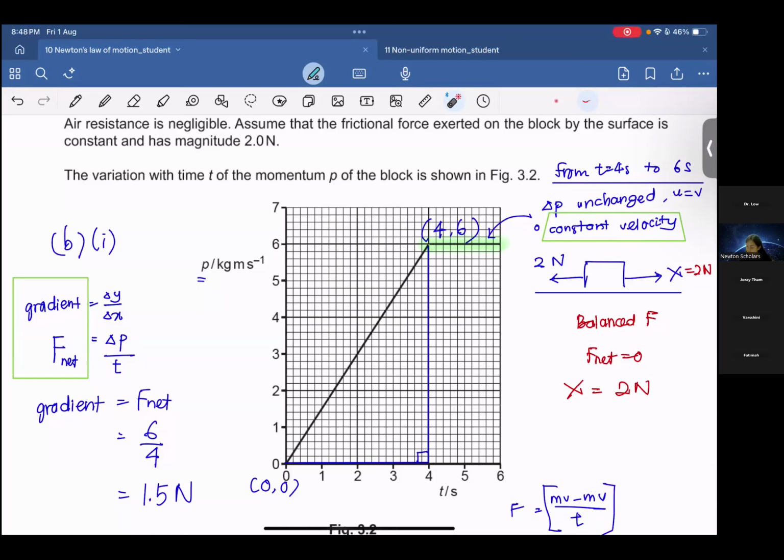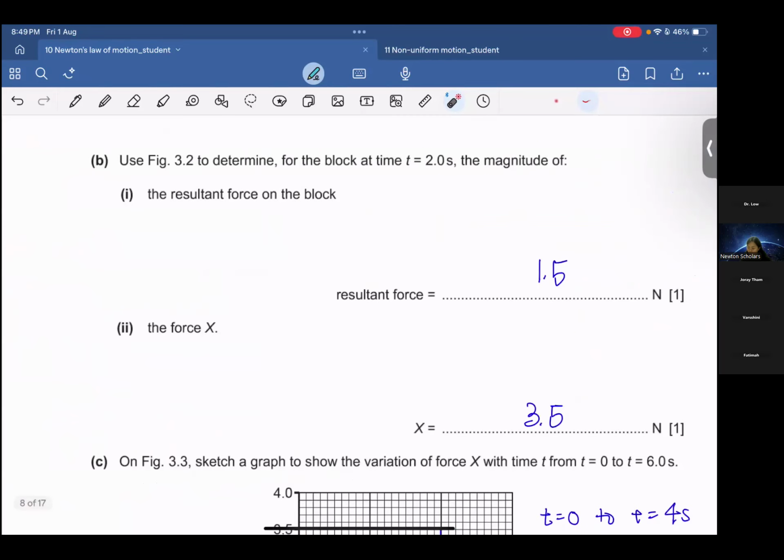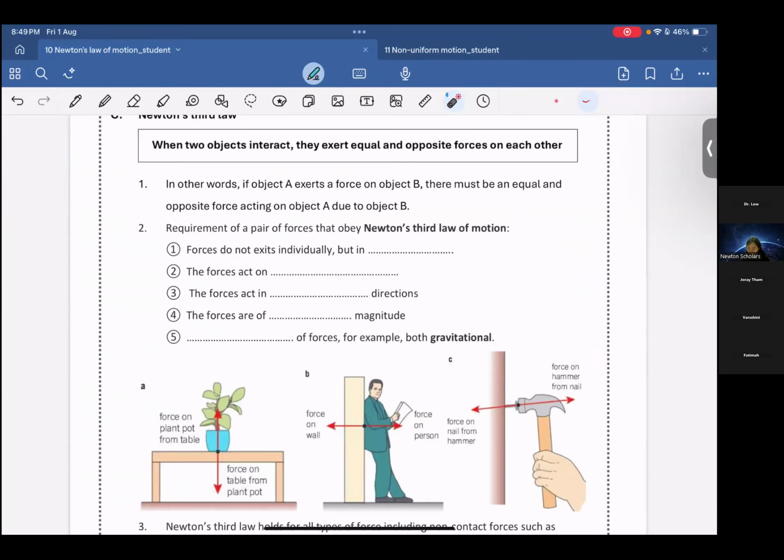Okay, can I proceed to page number 9? Respond to me. Can, thank you. So we proceed. Okay. Junho, yes, okay, thank you. Boys and girls, we go to the next one, page number 9.